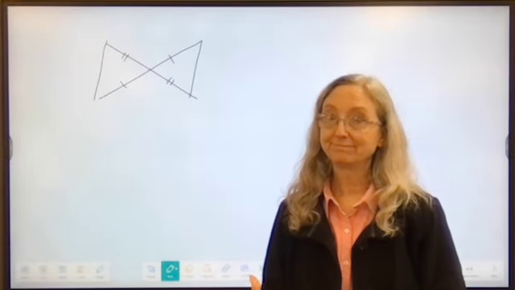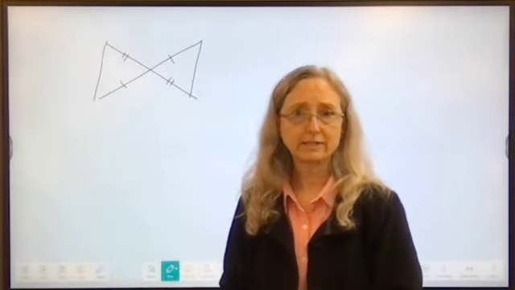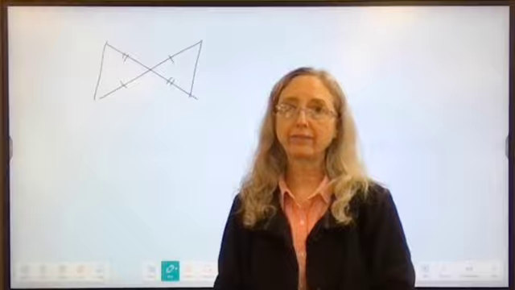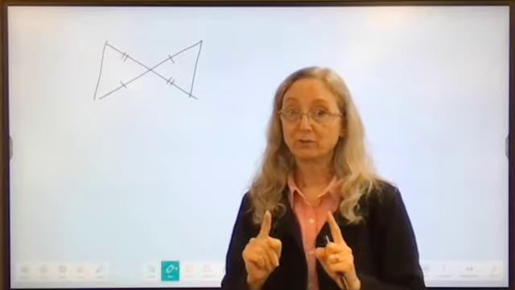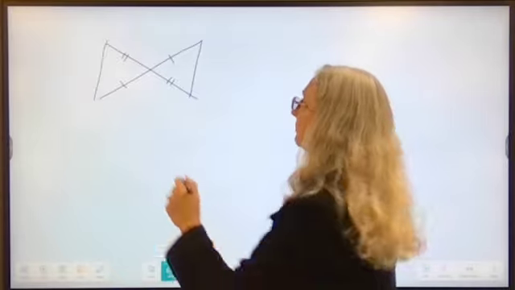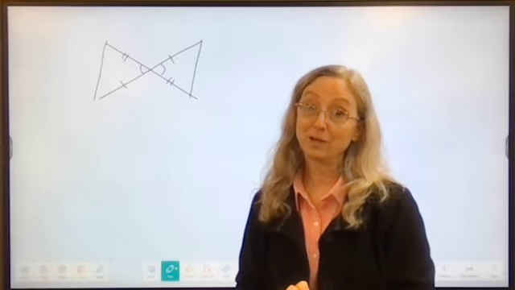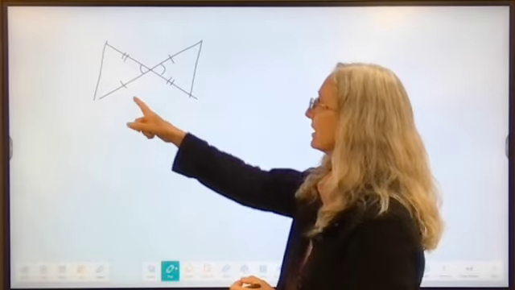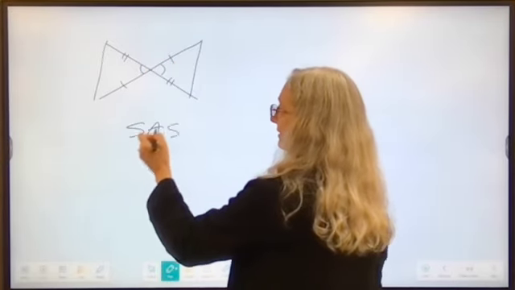Another one, can I prove these two triangles are congruent? It looks like I only have two sides, so you might think no. But remember, vertical angles are always congruent. So even though it's not marked in the diagram, I know these two angles are congruent. So now can I? Ooh. Side, angle, side. Yes, this is side, angle, side.